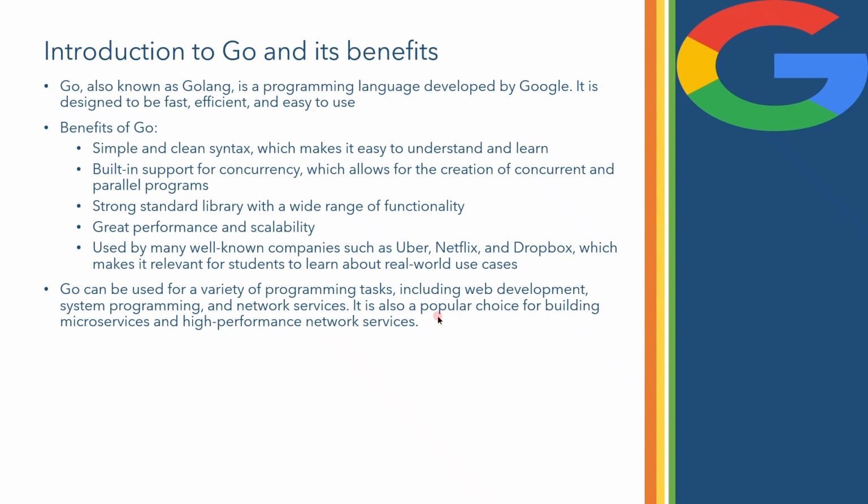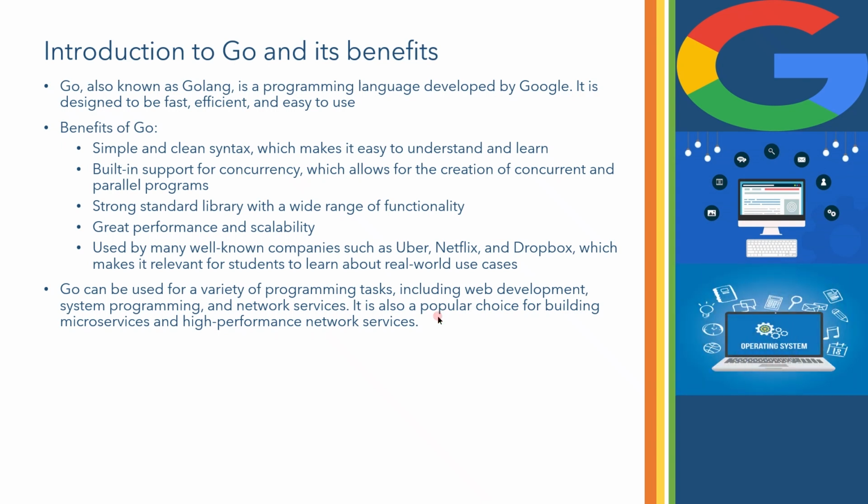Great performance and scalability. It is used by many well-known companies such as Uber, Netflix, Dropbox, which makes it relevant for students to learn about real-world use cases. Go can be used for a variety of programming tasks, including web development, system programming, and network services. It is also a popular choice for building microservices and high performance network services.